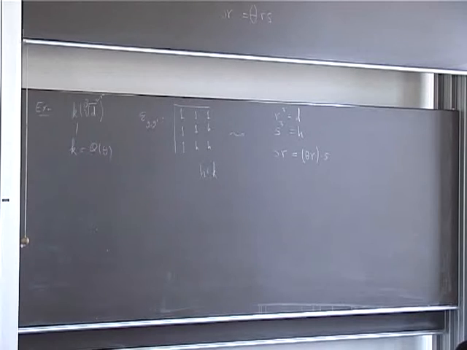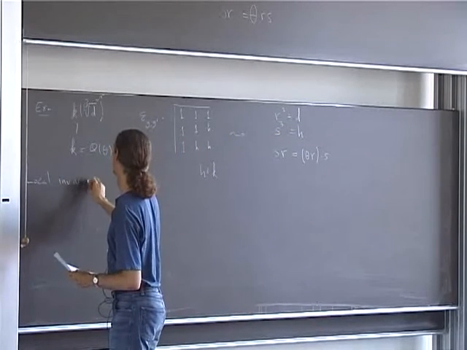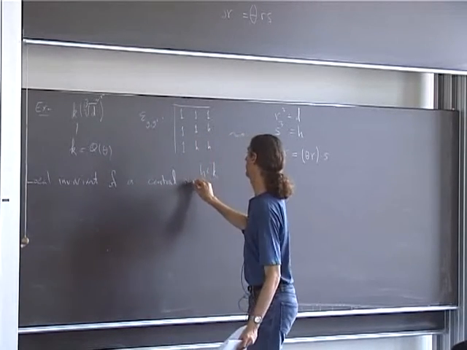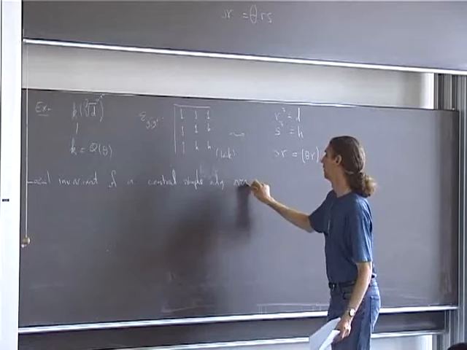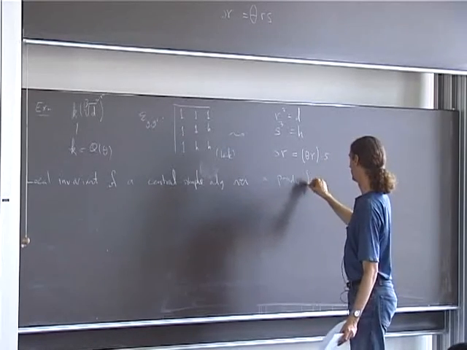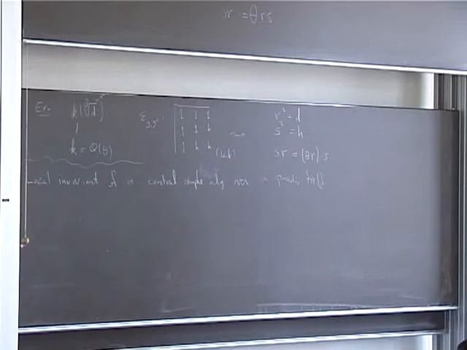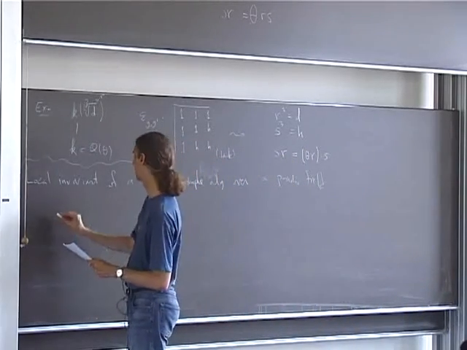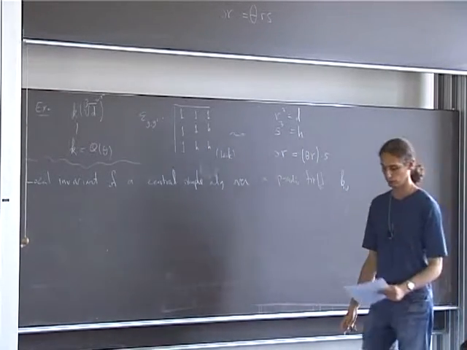Okay, now we need to understand the local invariant of a central simple algebra over a p-adic field. Okay, so we assume that we have a p-adic field. Let's call it k nu, where nu is a non-Archimedean place of k.